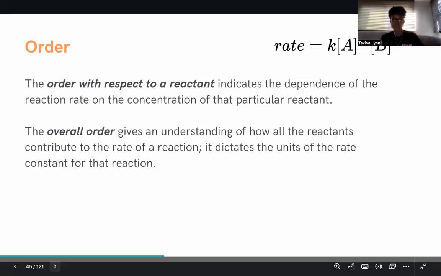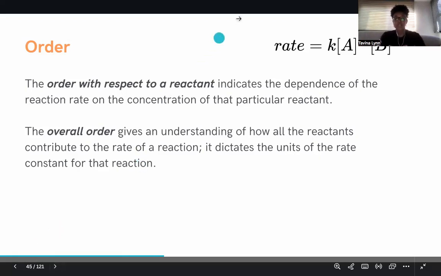So recap, order gives us information into the dependence of the reaction rate on the concentration of the reactants. If we're talking about an order with respect to a particular reactant, it tells us how the reaction rate is dependent upon that particular reactant, and the overall order tells us how all the reactants are contributing to the rate of reaction.